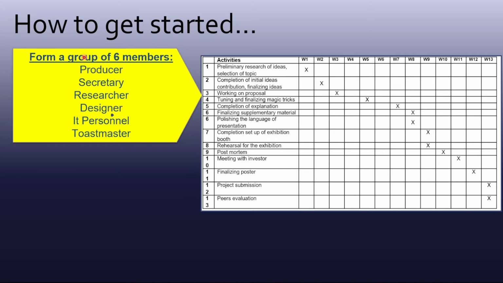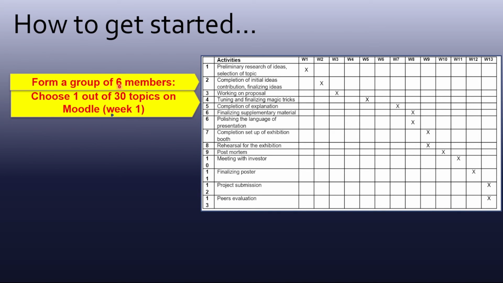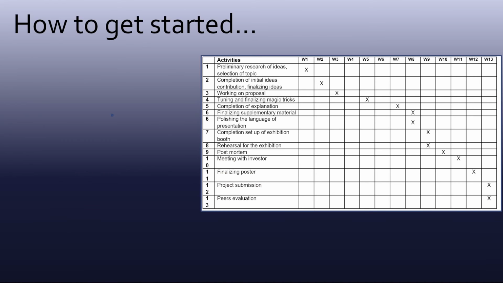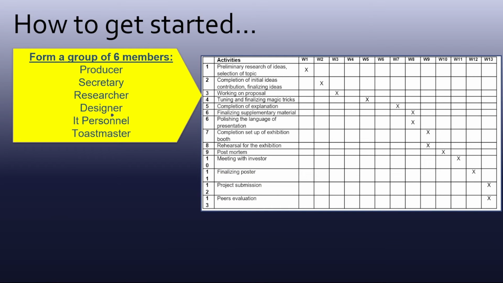Okay, form a group of 6 members, consisting of all these roles. The producer is basically the team leader. The secretary is someone who will jot down the minutes of meeting, or who is helping the producer with paperwork and to inform the team members about the things to follow up.